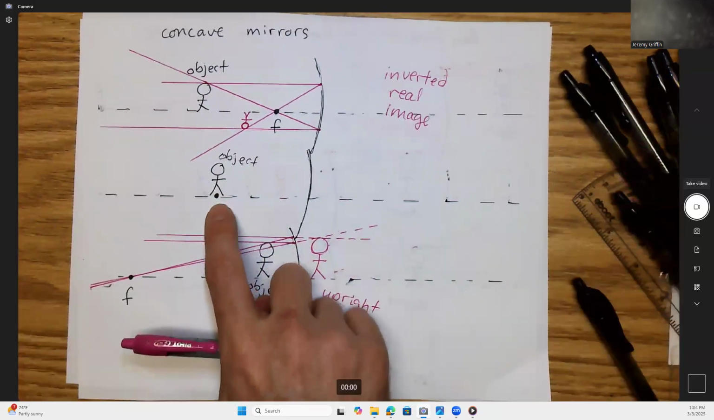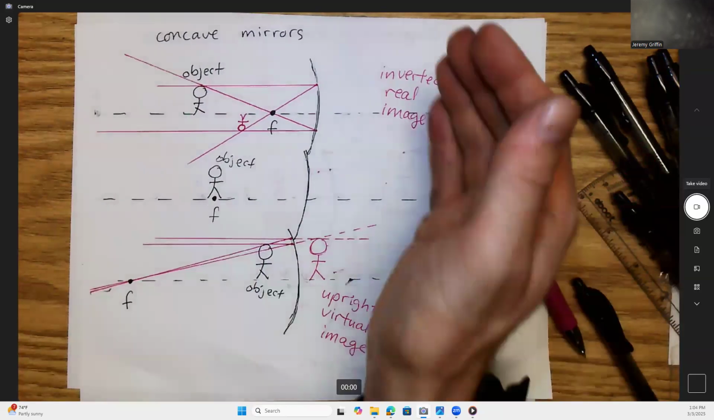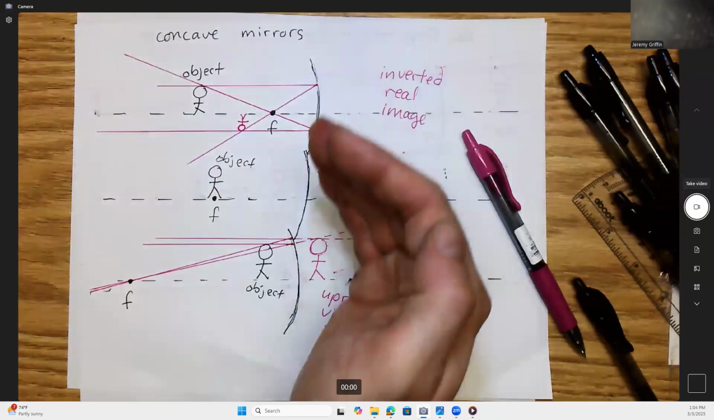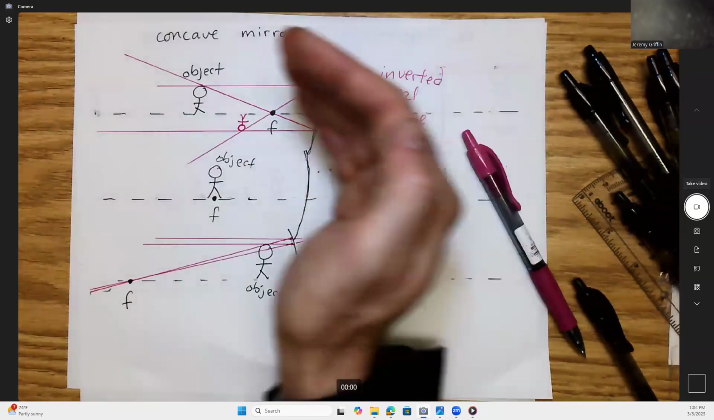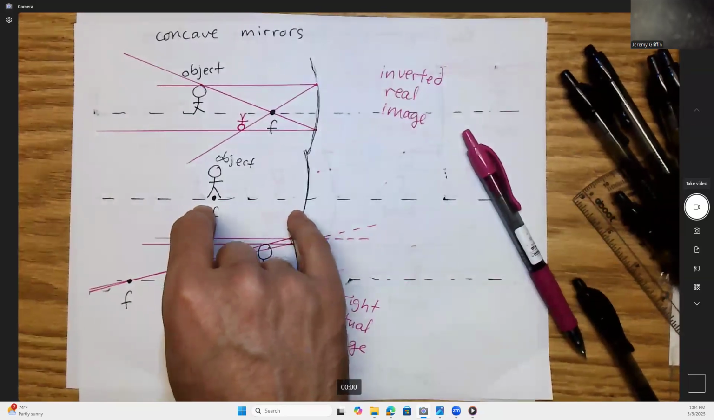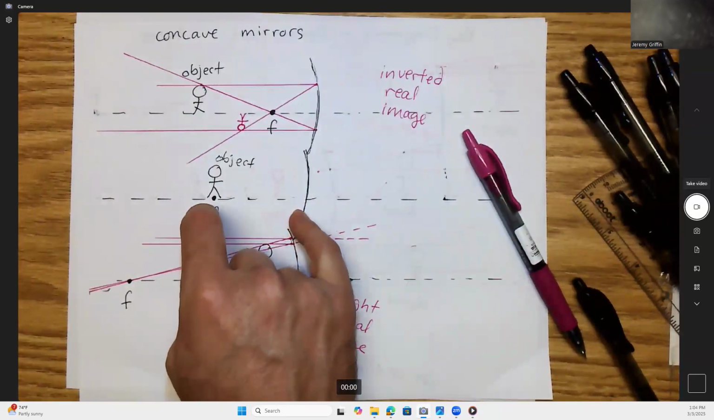what if, and here's the story, what if you don't have the cosmetic mirror far from your face or close to your face? Or same thing with the spoon. You adjust this so that your eyeball is right on top of the focal point. What are you gonna see in that mirrored surface?